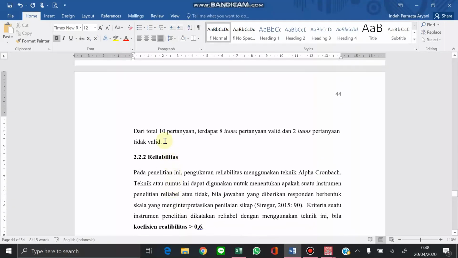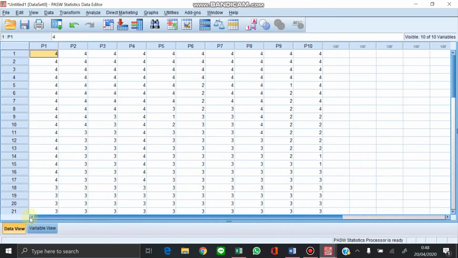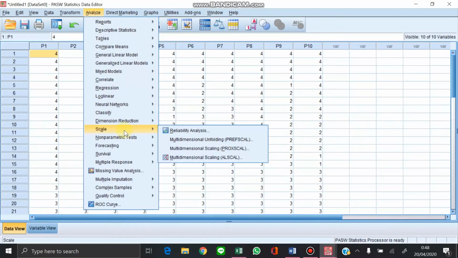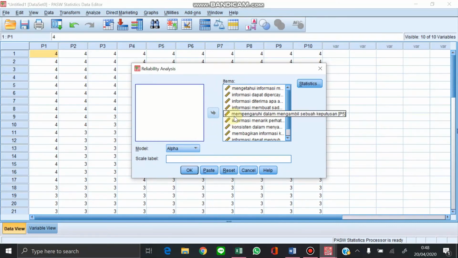From the result of the validity test previously, there were only 8 valid question items, so when testing reliability, we exclude the 2 invalid items from a total of 10 questions. This is a tutorial of the reliability test. Still using the data, first we click Analyze, Scale, and then Reliability Analysis. After that, we exclude or remove invalid question items.